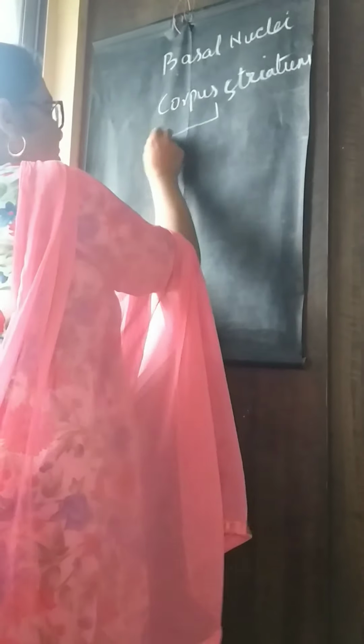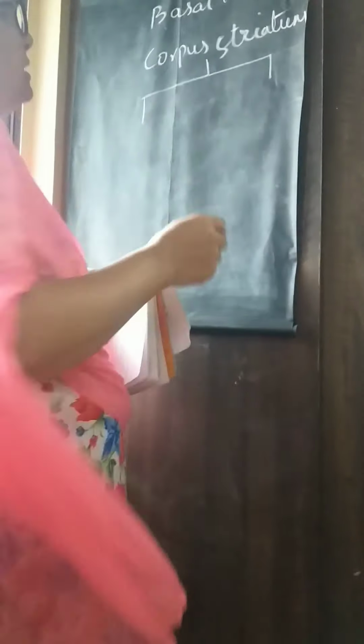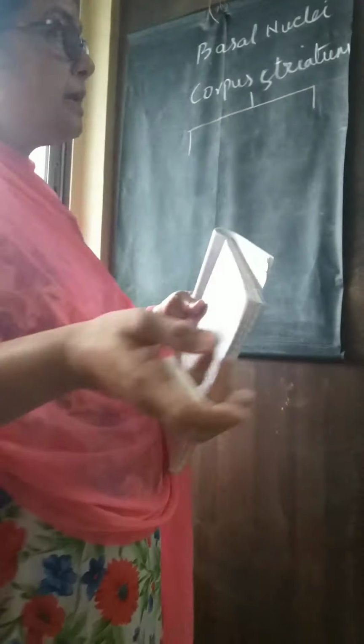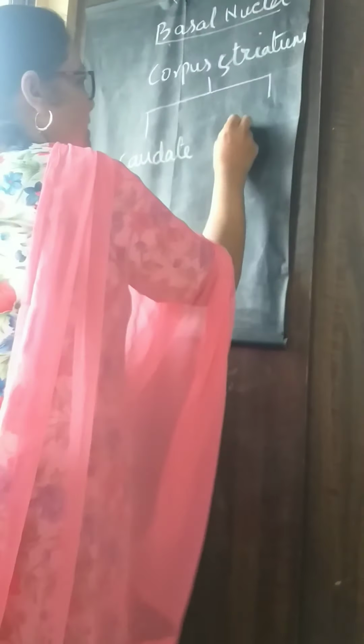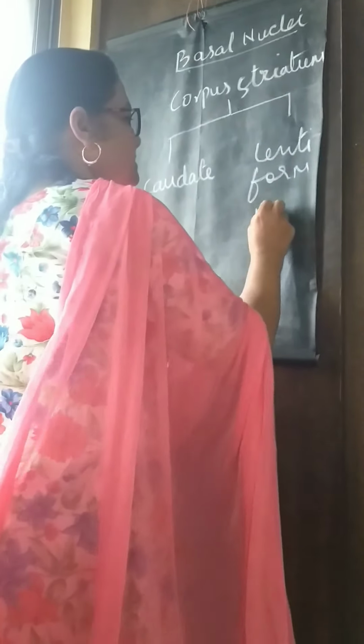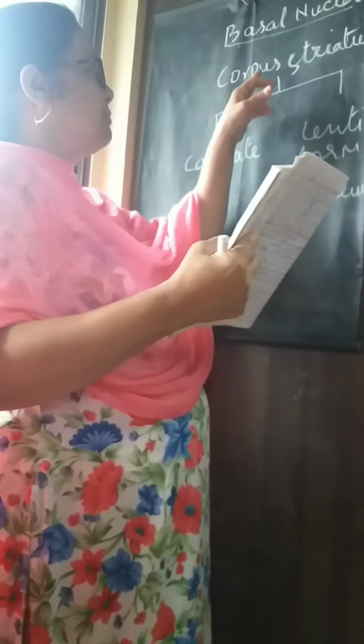This corpus striatum consists of two parts. The basal nuclei are the subcortical masses of gray matter present in the cerebral hemispheres, and these basal nuclei consist of the corpus striatum. The corpus striatum is divided into the caudate nucleus and the lentiform nucleus. Got it? The caudate nucleus and the lentiform nucleus are the parts of the corpus striatum.